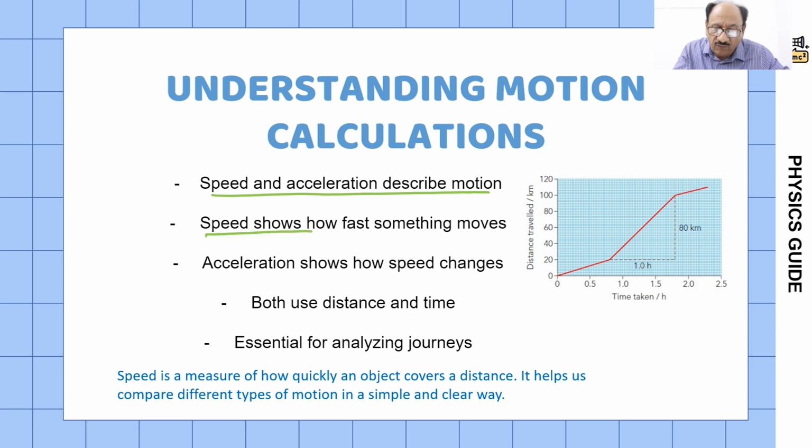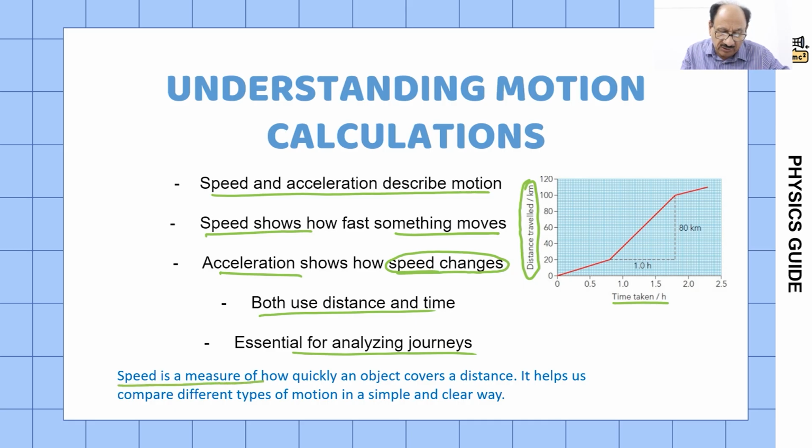Speed shows how fast something is moving, and acceleration shows how speed changes. So, change of speed per unit time is acceleration. Both use distance and time, essential for analyzing journeys. So, time is always taken on the x-axis, and on the y-axis we are taking distance in the case of a distance time graph to calculate speed. In the case of a velocity time graph, we are taking velocity on the y-axis and time on the x-axis.